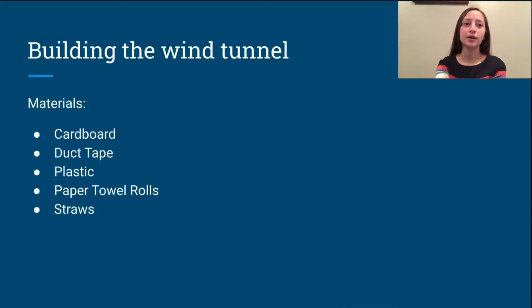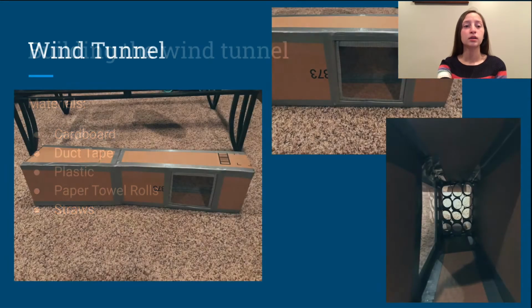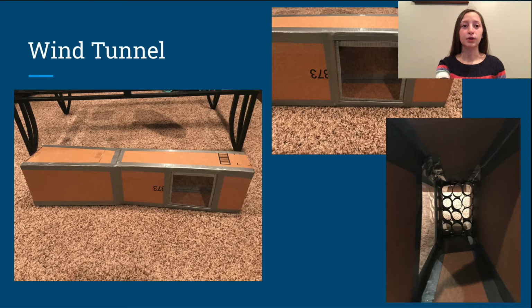To build the wind tunnel, the materials that I needed were cardboard, duct tape, plastic, paper towel rolls, and straws. You can see in these photos that I used the plastic as a viewing window so I could see the wings inside the tunnel. I used the paper towel rolls to direct the flow of the wind. The cardboard and duct tape I used to assemble the wind tunnel, and the straws, which you'll see in upcoming slides, I used to hold the wings inside of the tunnel.